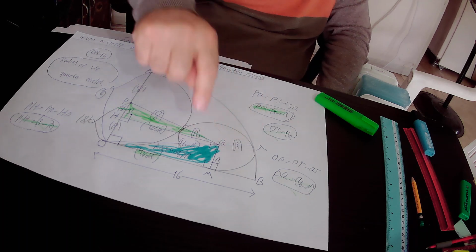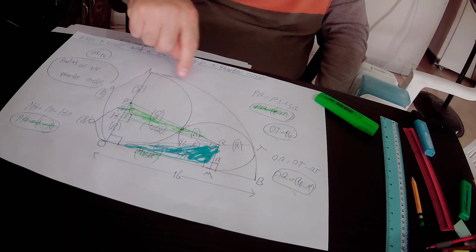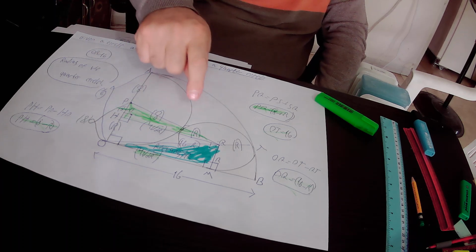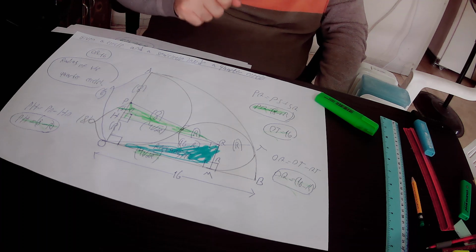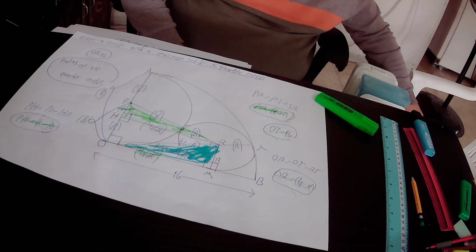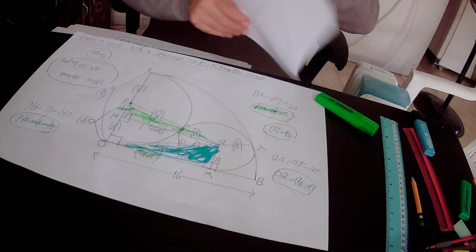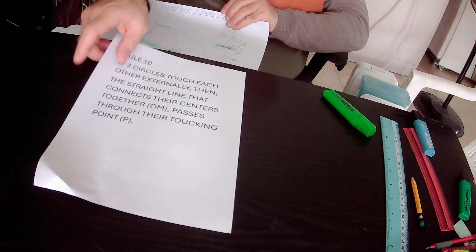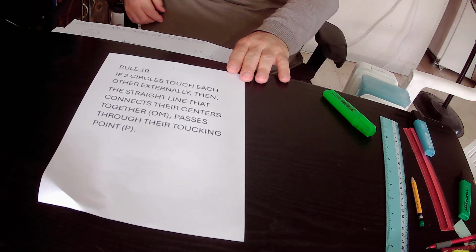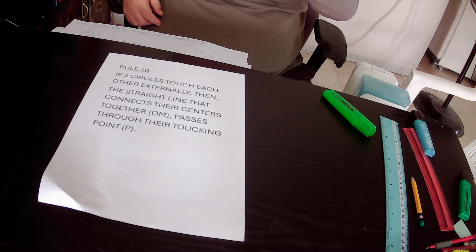Actually, the small circle touches the semicircle at point S. That is to say, they touch externally at point S. And whenever two circles touch externally, you can implement rule 10. Let me quickly go over rule 10. According to rule 10, if two circles touch each other externally, then the line that connects their centers passes through their touching point.